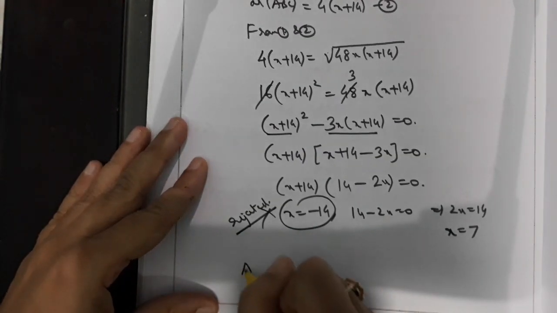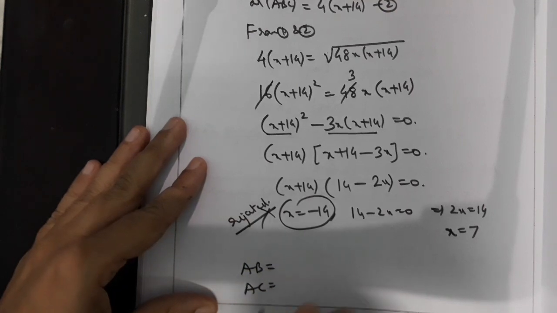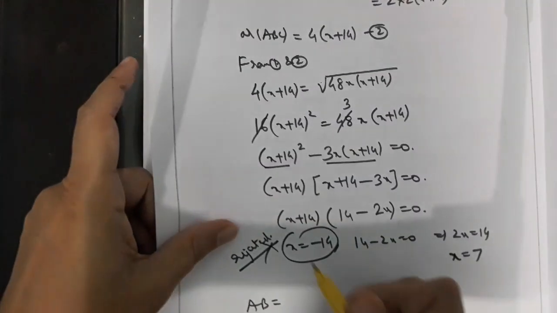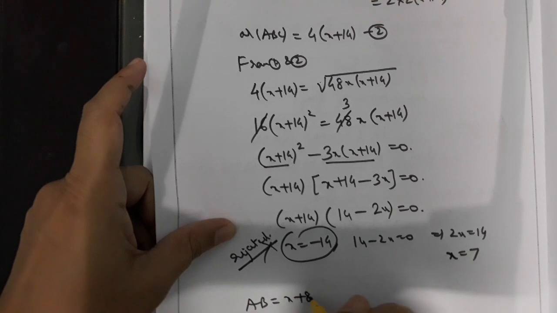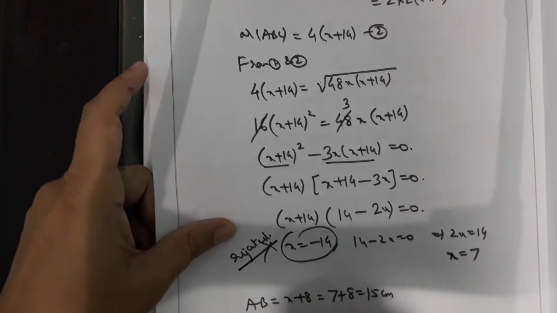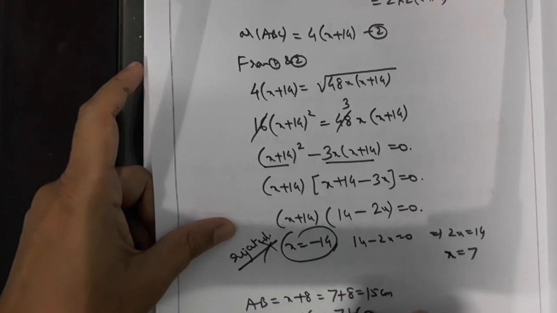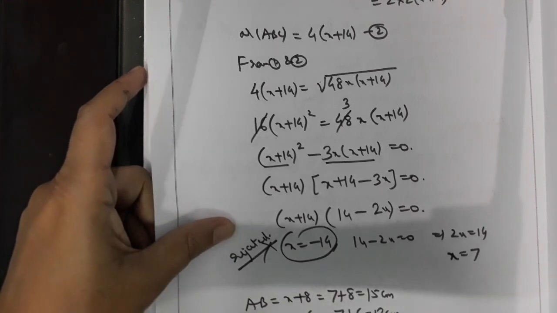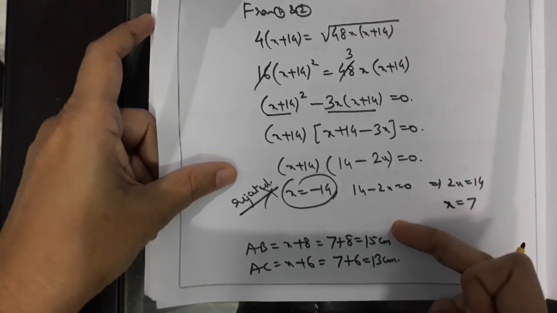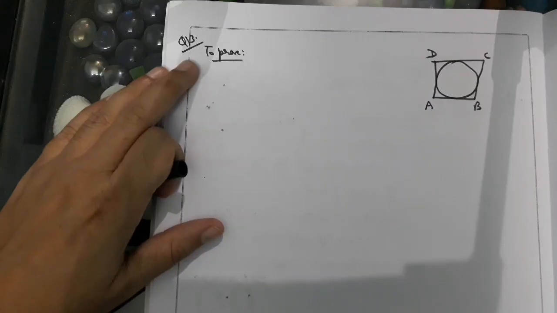Now we have to find out the length AB and AC. So from the figure, AB is equal to x plus 8. So x plus 8 comes out to be 7 plus 8, that is 15 centimeters, and AC is equal to x plus 6, that is 7 plus 6, that is 13 centimeters. And this is what we had to find out. We had to find out the length AB and AC.